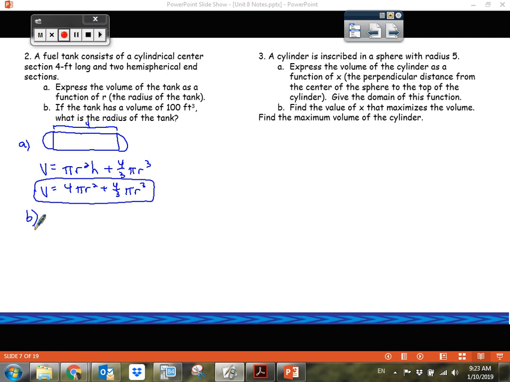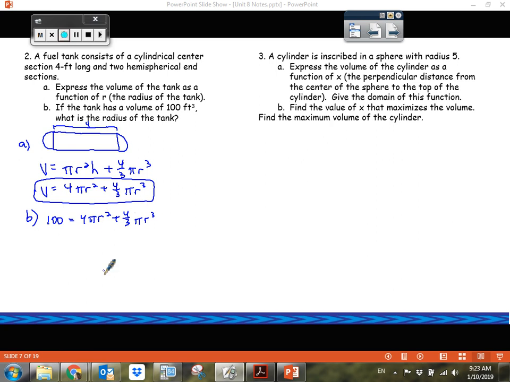Okay, so if the volume is 100 feet cubed, I would replace v with 100, equals 4 pi r squared plus 4/3 pi r cubed. Here's where we go to the calculator. What I would do is put 100, the left side, in y1, and I would put this in y2, and I would intersect them.